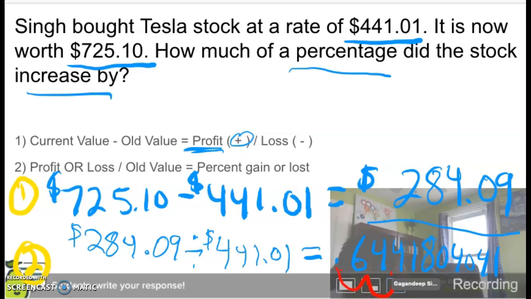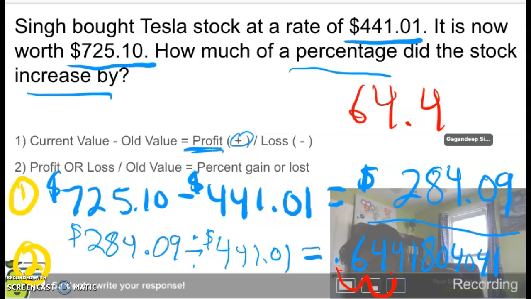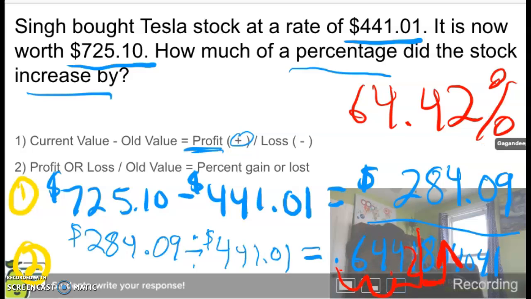1, 2. 64.41. We need to round 2 places, right? We could even round 1, but if we had to round 2, it'd have to be 64.42, because if we're rounding 2, this 8 right here is going to tell me that I need to go up. So therefore, this becomes a 2. So we're looking at 64.42%. And if we told you to round to the nearest tenth, you'd end up with 64.4%.